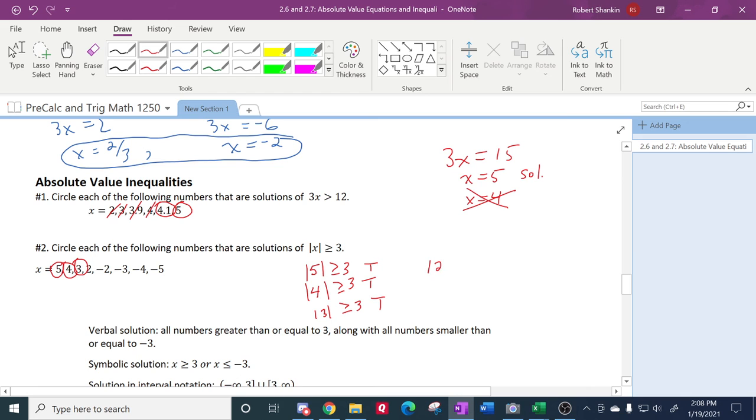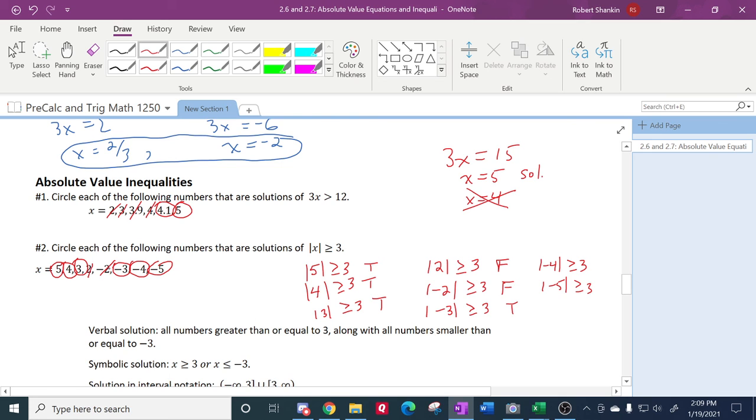Let's put in 2. The absolute value of 2, is that greater than or equal to 3? Well, the absolute value of 2 is positive 2, and this is false. So I don't circle that one. If I do negative 2, is that greater than or equal to 3? The absolute value of that is positive 2, and that's not larger than 3, so that's false. The absolute value of negative 3, is that greater than or equal to 3? Well, the absolute value of negative 3 is positive 3. 3 is greater than or equal to 3, that's true. So that's a solution. If I do absolute value negative 4, yup, that's true, because that's positive 4. And if I do absolute value negative 5, that's also true.